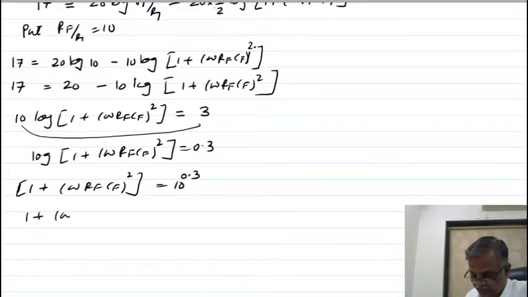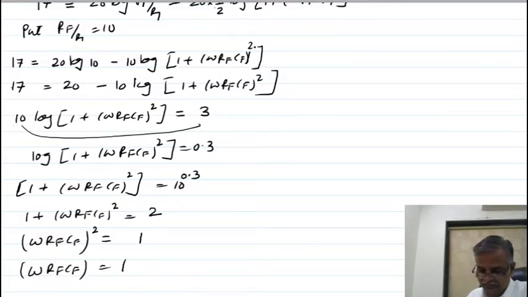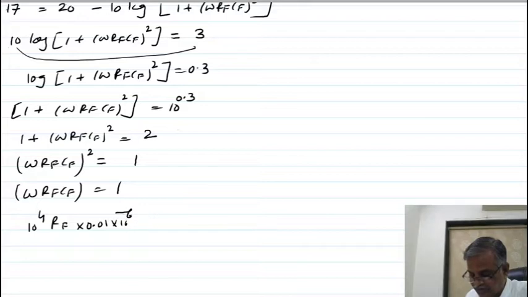1 plus (omega Rf Cf) whole square. If you find 10 raised to 0.3, it is 1.999 something, so you will get 2. So (omega Rf Cf) whole square, you will get 2 minus 1, which is 1. So omega Rf Cf is equal to 1. So this is 10 raised to 4 into Rf into Cf, they have given 0.01 into 10 raised to minus 6. So Rf you will get, you can do the calculations.